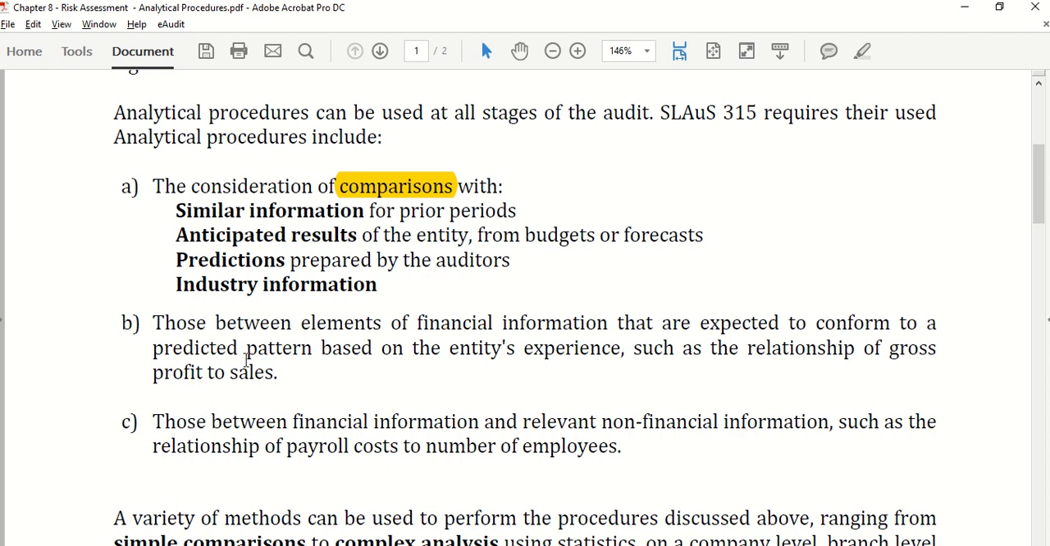Or else you can do this kind of analytical procedures between elements in the financial information that are expected to confirm, to predict a pattern based on the entity's experience, right? You can see the relationship between the sales and the gross profit. When the sales increase, the cost of sales is also increasing, right? You're keeping a constant gross profit rate, right?